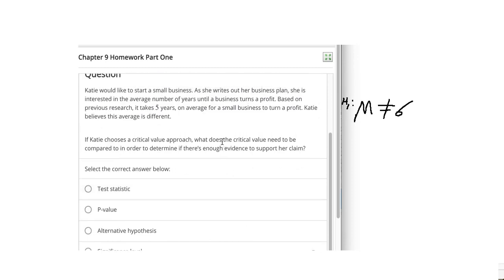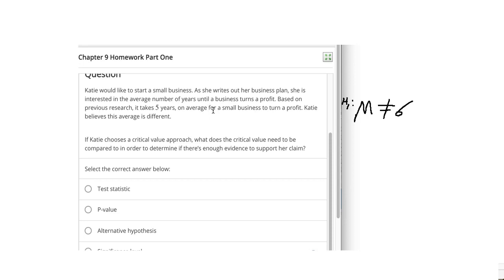Katie would like to start a small business. As she writes out her business plan, she is interested in the average number of years until a business turns a profit. So Katie finds out it takes 5 years on average for a small business to turn a profit. So, when we think about that, that's pretty freaky. If you want to start a business, you can't make money for yourself until after 5 years.